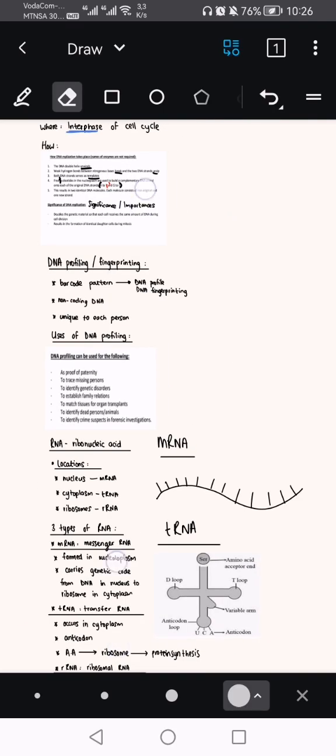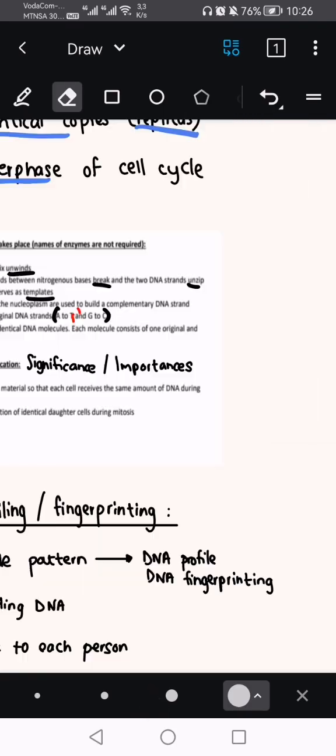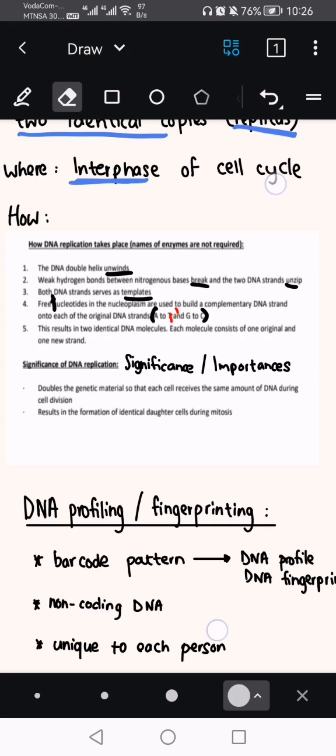Alright, so then we have some significances or importances of DNA replication. Now, the significance is that it doubles the genetic material so that each cell receives the same amount of DNA during cell division, resulting in the formation of identical daughter cells during mitosis. You need to know this word for word, people.